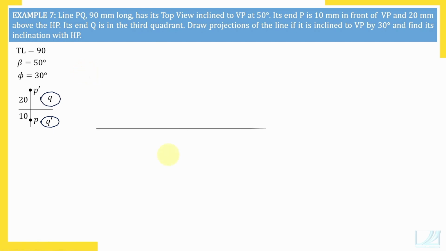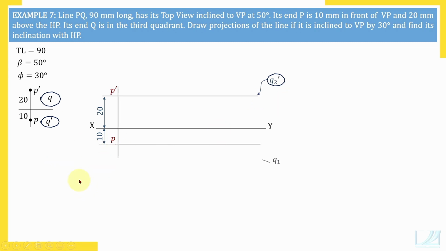So let's proceed. Draw the XY line. Now the projector of the reference point. Then mark the reference point. Measure these dimensions to the scale here carefully and mark the reference point. Now a horizontal line through P dash. Which other point is on that line? Q2 dash. P dash Q2 dash is always horizontal. Horizontal line through P. Which other point is on that line? Q1.